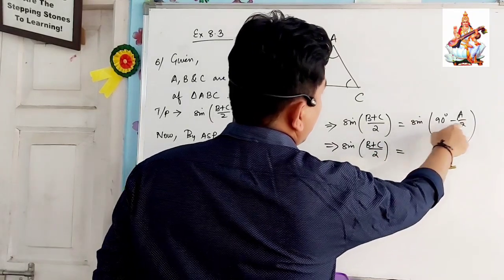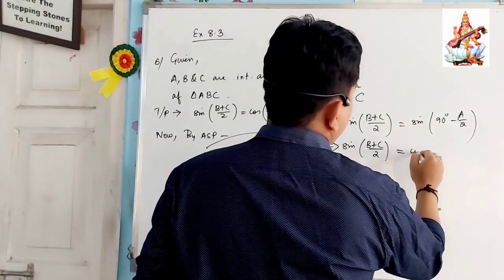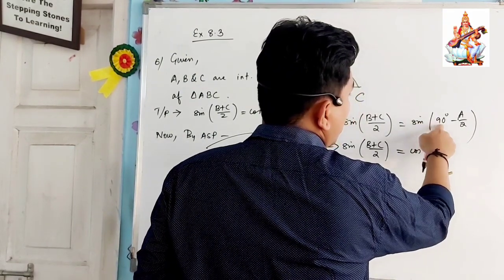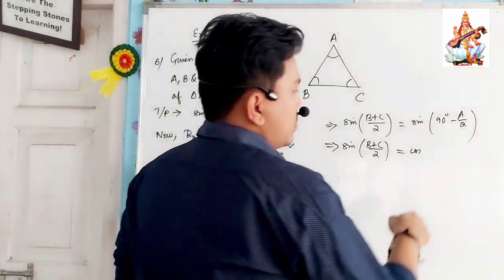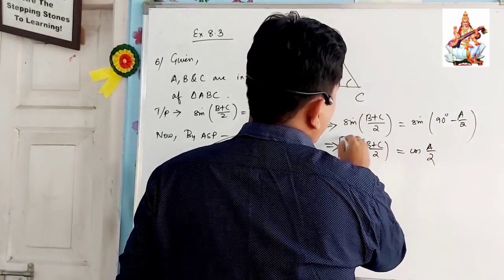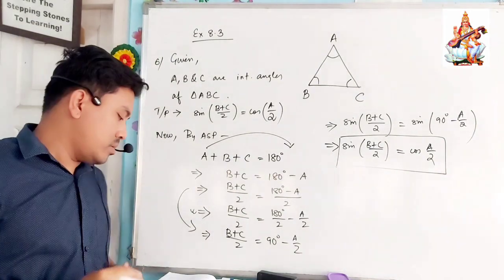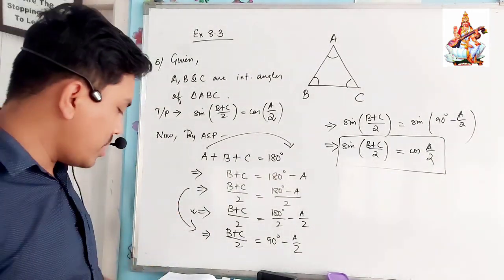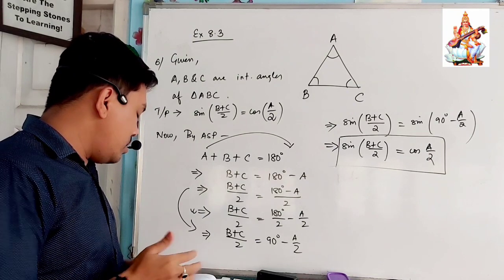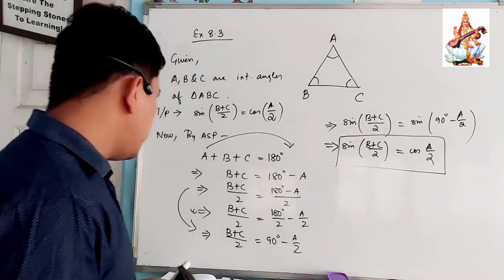Now sine 90 minus A. What is the complementary of sine? It is cos. Sine 90 minus A is cos A. So sine of 90 minus A by 2 will be cos A by 2. So in that way we got the proof. Is it clear? If you have any doubt, you ask me. Alright, the next one.